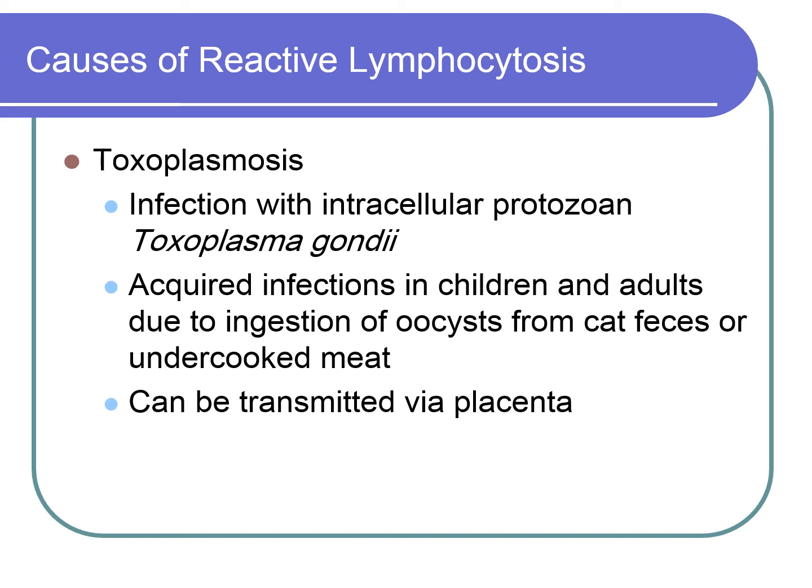Other causes of reactive lymphocytosis include toxoplasmosis, an acquired infection in children and adults due to ingestion of oocysts from cat feces or undercooked meat, and it can be transmitted via the placenta. That's why we screen for toxoplasma in females with recurrent abortion.